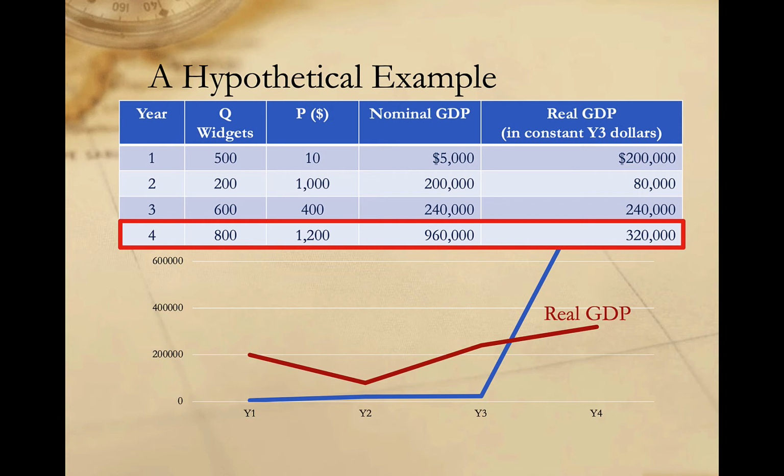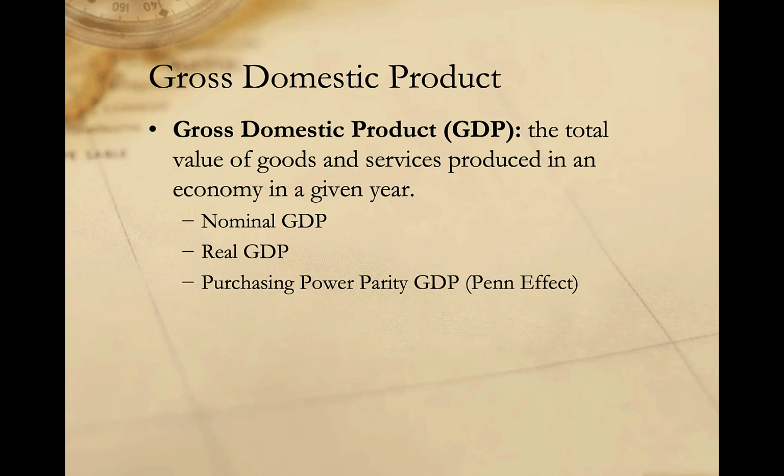In this example, I use year 3 dollars, but you could use any year. Real GDP gives us a better sense of actual production rather than being distracted by sharp increases or decreases in currency values. Thus, when we're thinking about development and changes in GDP over time, we should always be using real GDP. So now we know we should look to real GDP instead of nominal GDP to accurately measure changes over time. But what about comparing levels of development between countries?